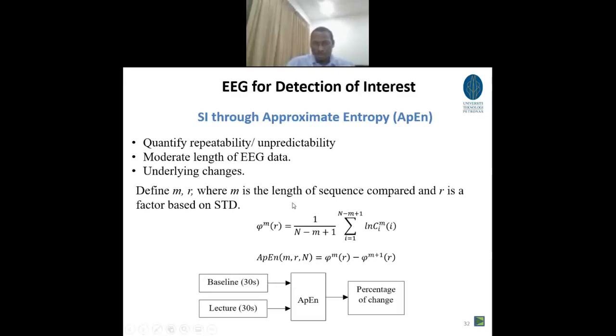Okay. Now we have the baseline over here using the approximate entropy. We have the baseline. We have the lecture. We just select a short period. So moderate length. Actually, this is even relatively short, 30 seconds. We get the features, and then we look at the percentage of change, the difference between what happened during the lecture and what happened during the baseline. Baseline, for example, being the eyes open recording taken right before the lecture. So we get some coefficients, and we could use them to differentiate between the high interested students and the low interested students.